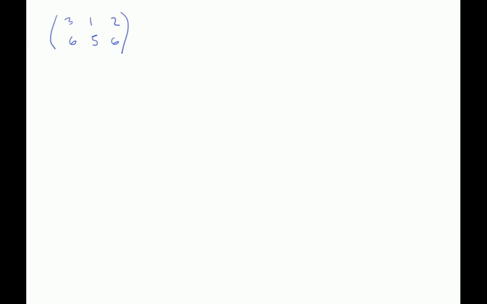So let's say we want to multiply that by 4, so we can do that by multiplying each of these terms. So 3 4s are 12, 4 1s are 4, 2 4s are 8, 6 4s are 24, 5 4s are 20, 6 4s are 24. So we can straightforwardly multiply by a single number, a scalar, and each individual element of the matrix is multiplied by that number.